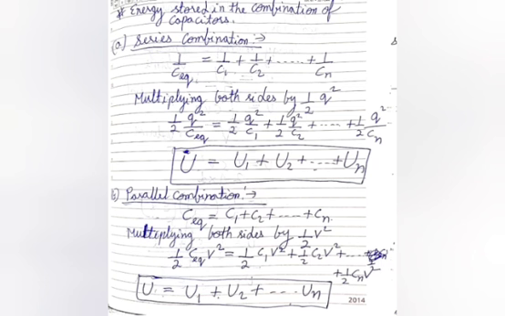So what we will notice is that in series combination as well as in parallel combination, the expression for energy stored in a capacitor would never change. Even though the expression for equivalent capacitance is different in series and parallel combination, still the expression for total energy stored in a combination of capacitors would remain the same. It hardly matters whether it is a series combination or a parallel combination.